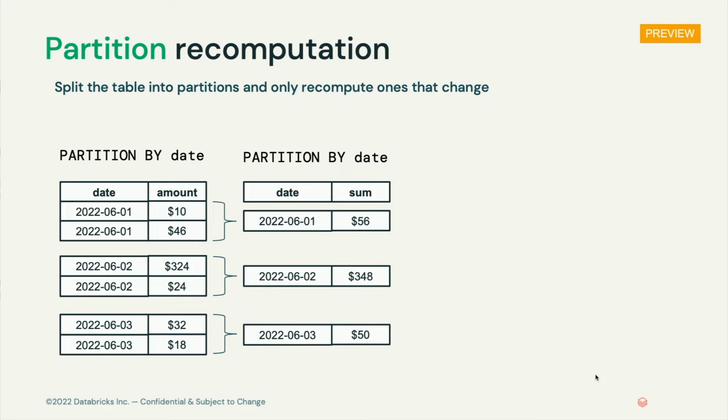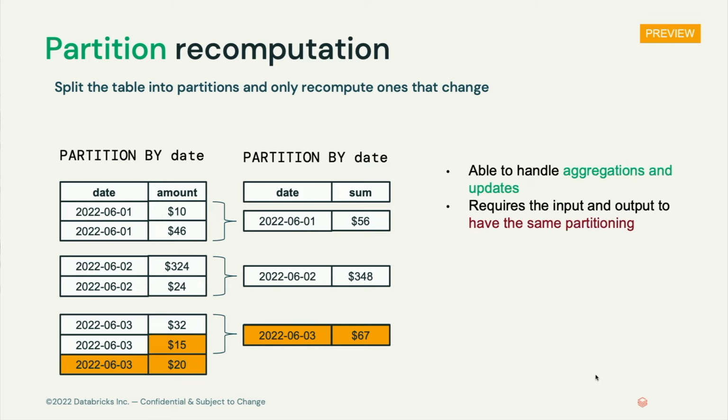Partition recompute. Every data engineer in the room has actually built this by hand. DLT automates it. If you have two tables that are both partitioned in the same way, for example, by date, when a date changes, we will only recompute the date in the next table that has changed, rather than recomputing the whole table. And we do this very efficiently by just looking at the delta metadata to ask which partitions have changed. This is great, because now we can do aggregations. We can handle updates and deletes in our input. But it requires that these tables have the same partitioning, and that's not always true. Either you don't control it, or that partitioning doesn't make sense, like you should never partition by customer ID.